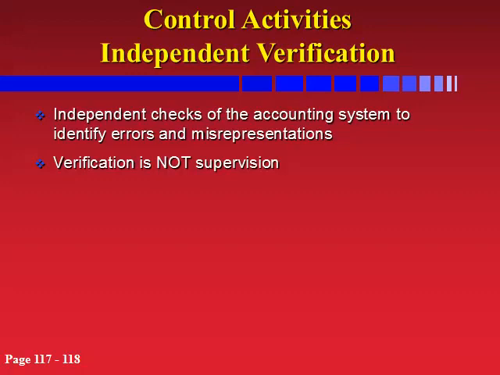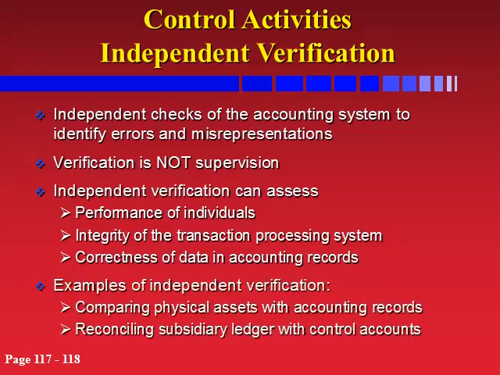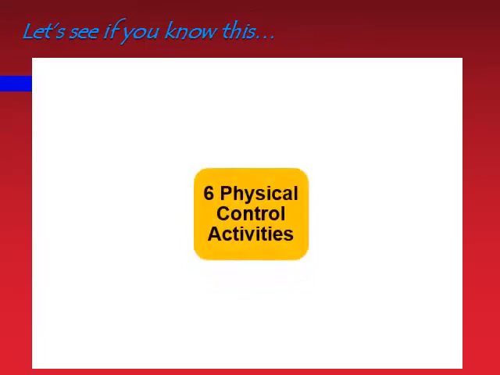Now, through independent verification, management can assess the performance of individuals, the integrity of the transaction processing system, and the correctness of data in accounting records. Comparing physical assets with accounting records and reconciling the subsidiary ledger with control accounts are just two examples of independent verification. So, did you get it right?